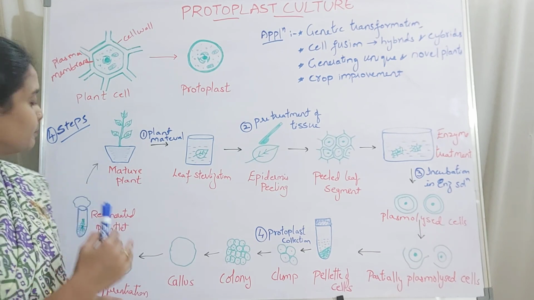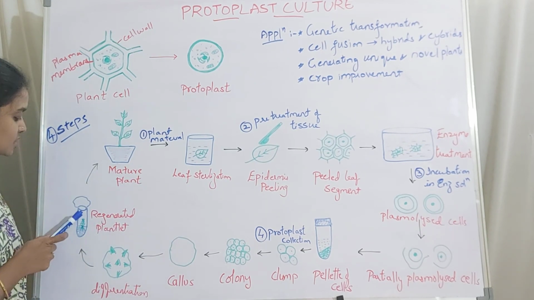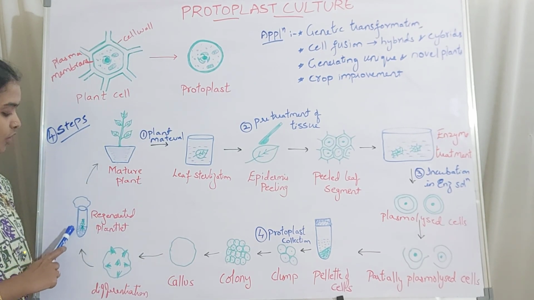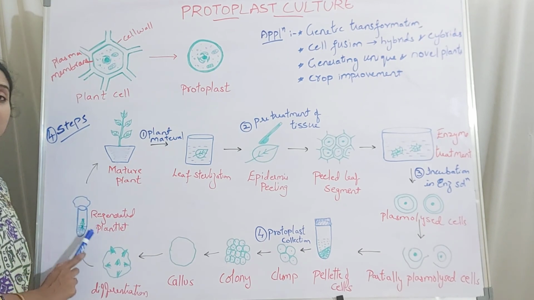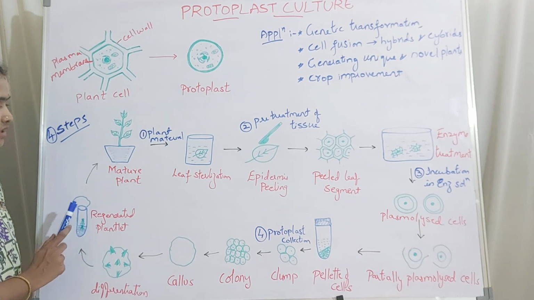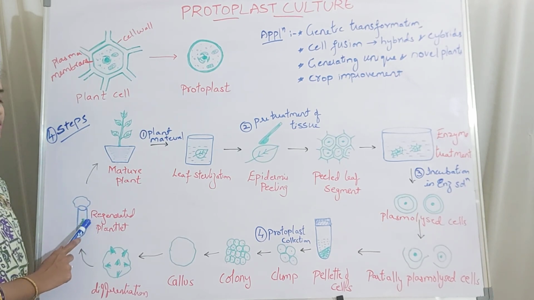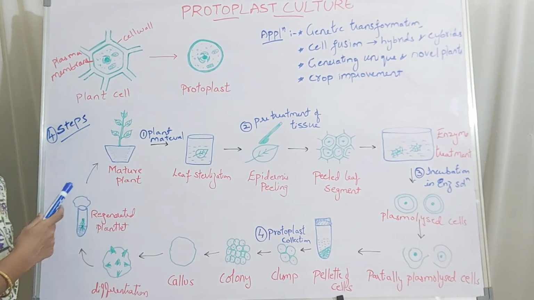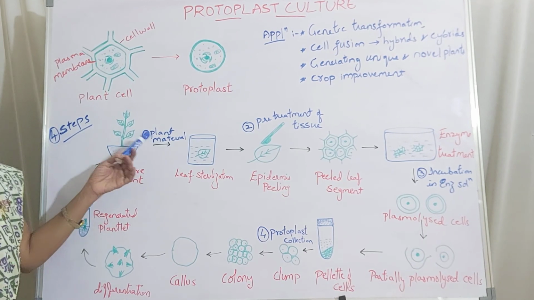Once the complete organs are formed, that is the shoot and the root system, you call them regenerated plantlets. These regenerated plantlets can now be transferred to pots or soil, or you can give them to the farmers.